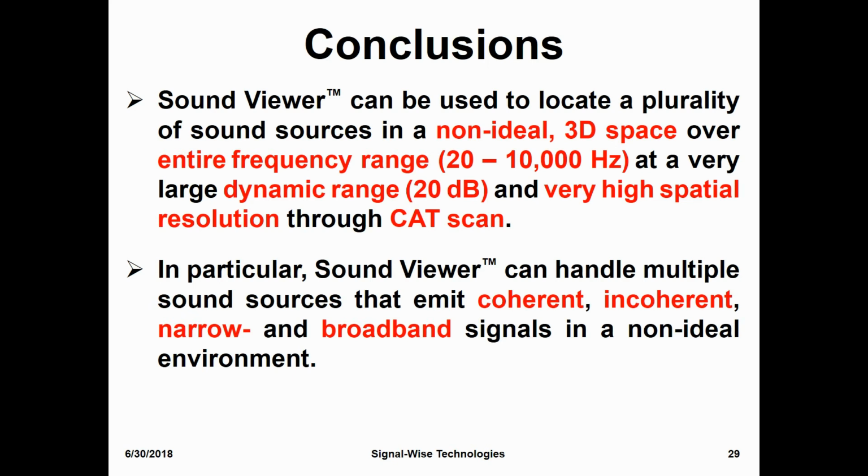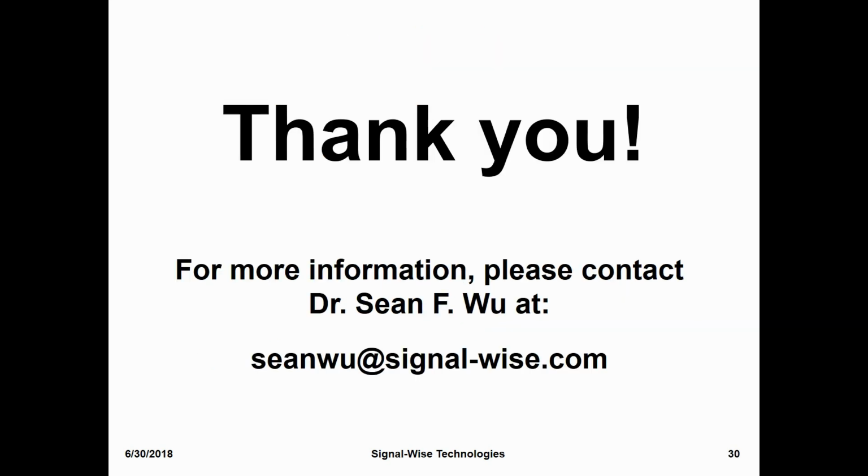In conclusion, SoundViewer can be used to locate a plurality of sound sources in a non-ideal 3D space over the entire frequency range, for example 20 to 10,000 Hz, at a very large dynamic range, larger than 20 dB, and a very high spatial resolution through CAT-scan. In particular, SoundViewer can handle multiple sound sources that emit coherent, incoherent, narrowband, and broadband signals in a non-ideal environment.